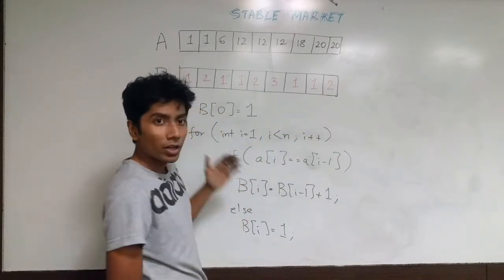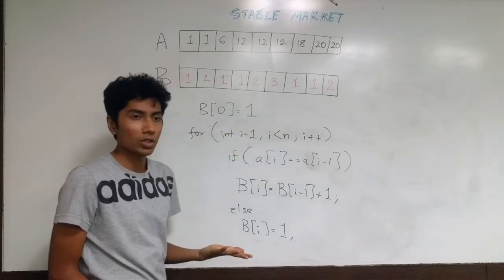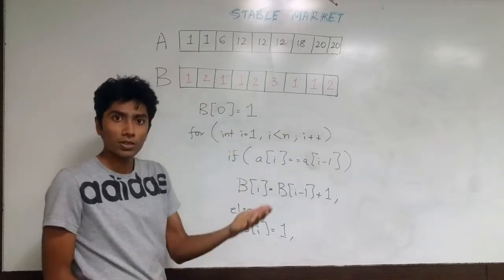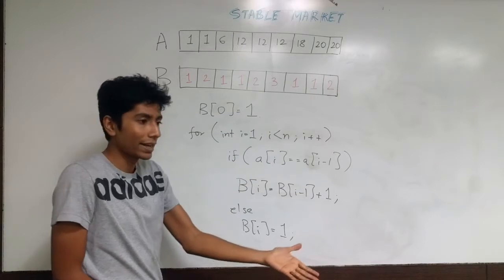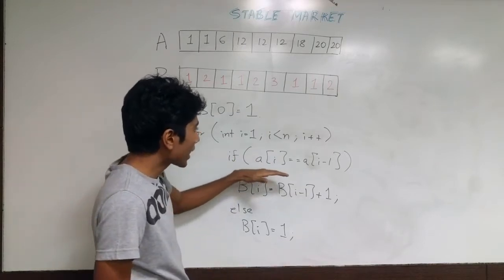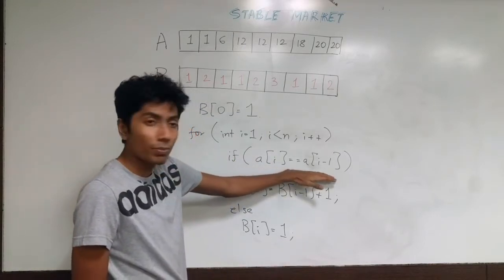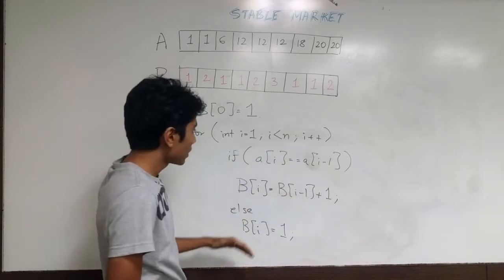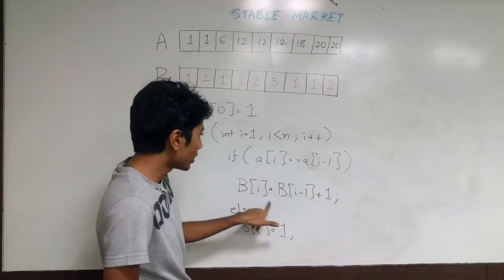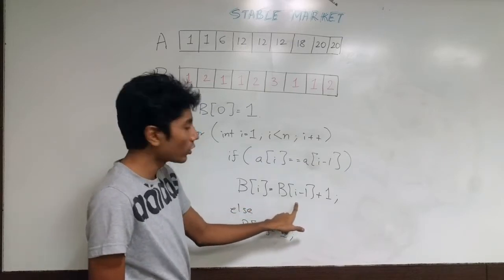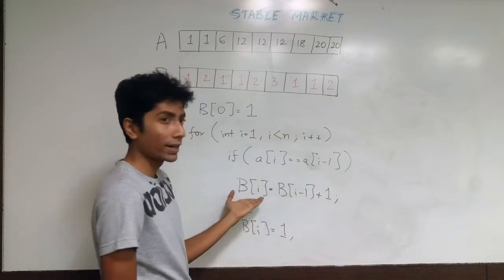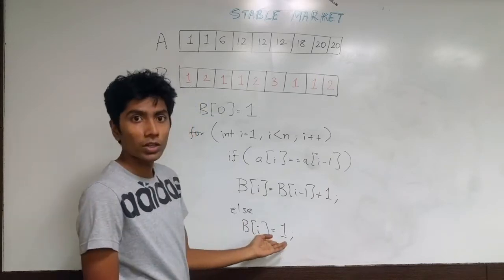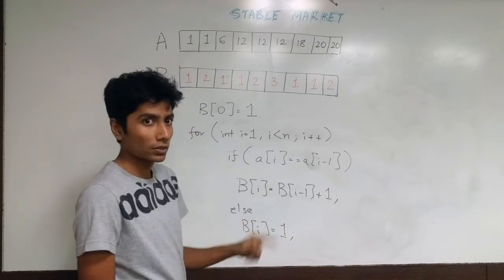The very first element of that array is going to be initialized to 1 because the first element will have index value 1. After that, for i from 1 to n minus 1, you check if the current value is the same as the previous value. If that's the case, then you assign the previous block index plus 1 to the current block index. Otherwise, you start off a new block, and that's equal to 1.